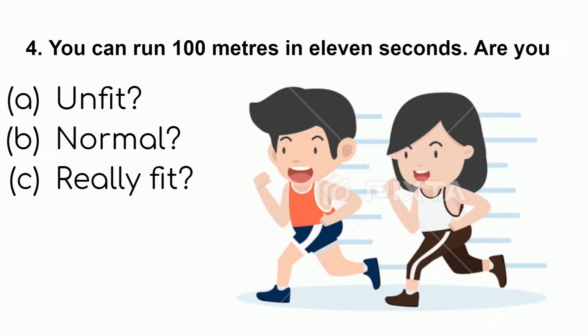Number 4, you can run 100 meters in 11 seconds. Are you A, unfit, B, normal, C, really fit? It is C. You can run 100 meters in 11 seconds. Are you really fit?